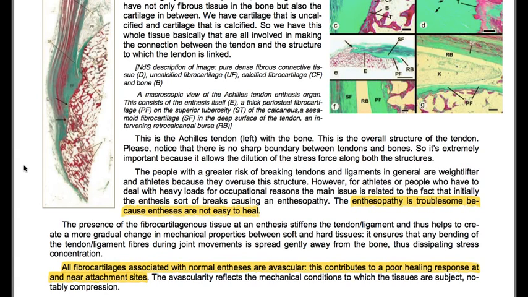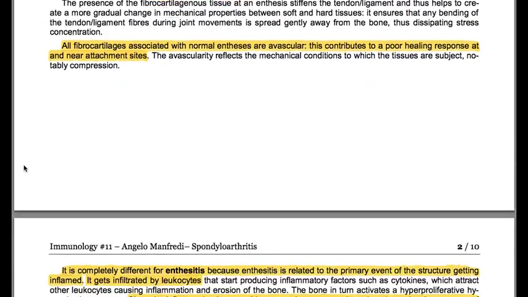The presence of the fibrocartilaginous tissue at an enthesis stiffens the tendon ligament and thus helps to create a more gradual change in mechanical properties between soft and hard tissues. It ensures that any bending of the tendon ligament fibers during joint movements is spread gently away from the bone, thus dissipating stress concentration. All fibrocartilages associated with normal entheses are avascular. This contributes to a poor healing response at and near attachment sites. The avascularity reflects the mechanical conditions to which the tissues are subject, notably compression.